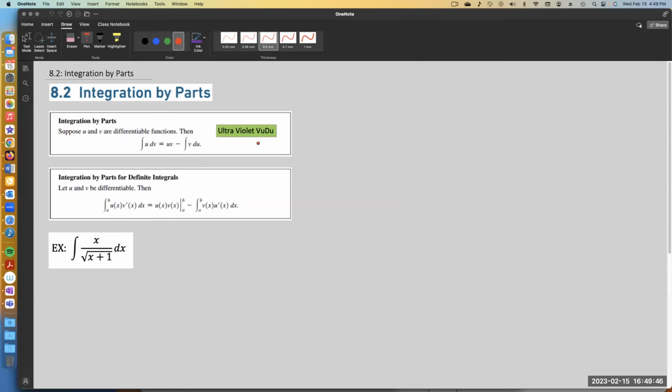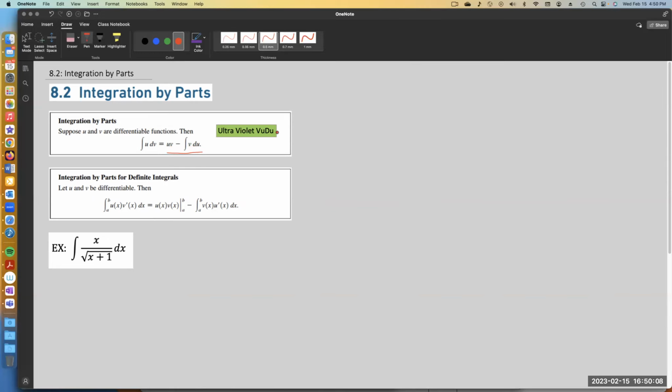I use it. Not every math teacher will use it, but I like to come up with things that will help us remember formulas. And ultraviolet voodoo helps us remember the right side of this formula very easily. UV is ultraviolet, integral VDU, this is our voodoo. So UV minus integral of VDU.